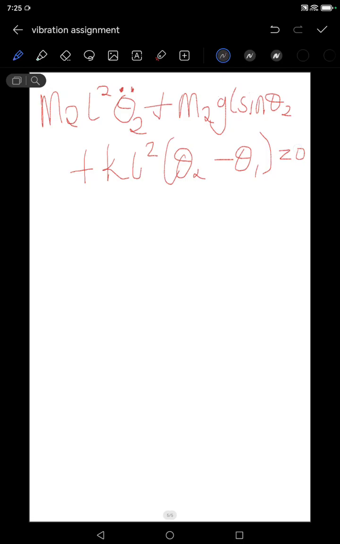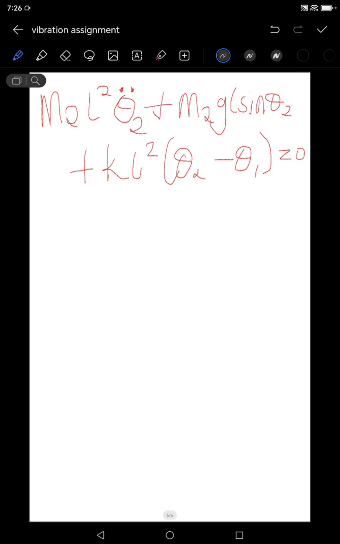We have the second equation. So the first equation was m1 l squared theta 1 double dot plus m1 gl sine theta 1 minus kl squared (theta 2 minus theta 1). That was our first equation. This is our second equation. So after getting these equations of motion, we can just assume.